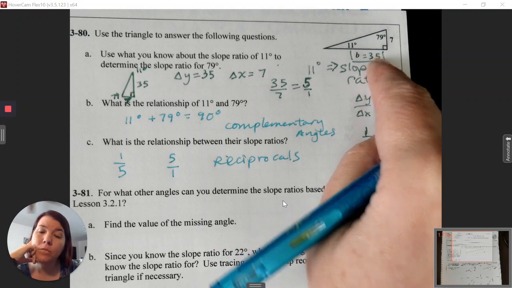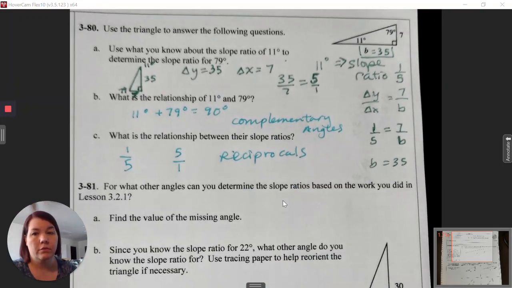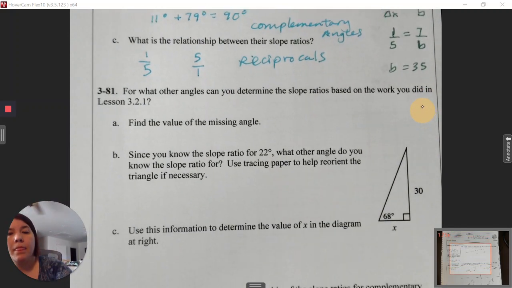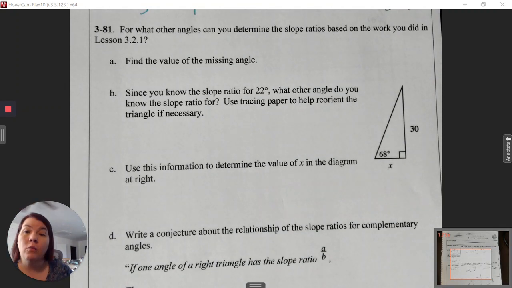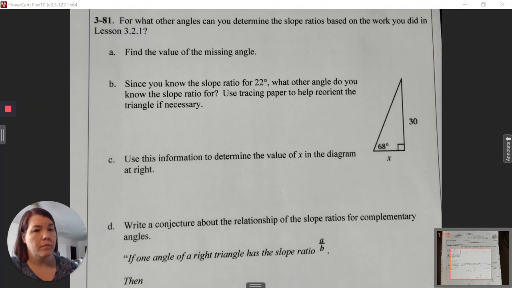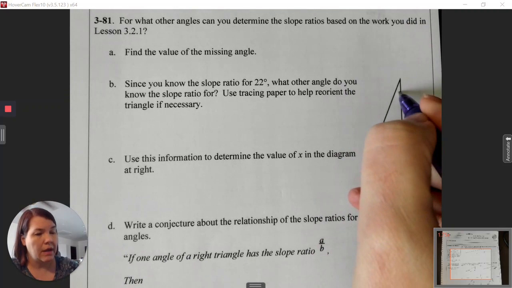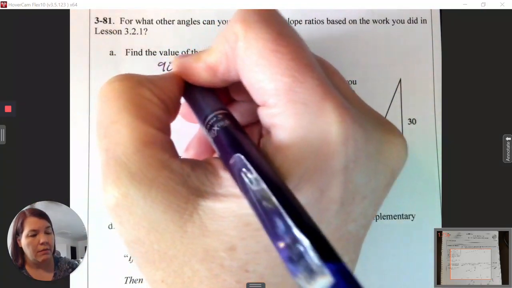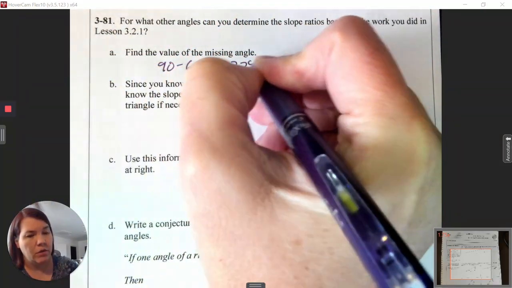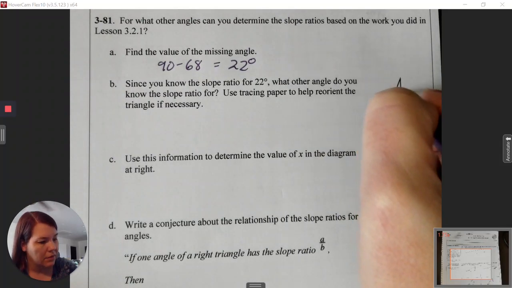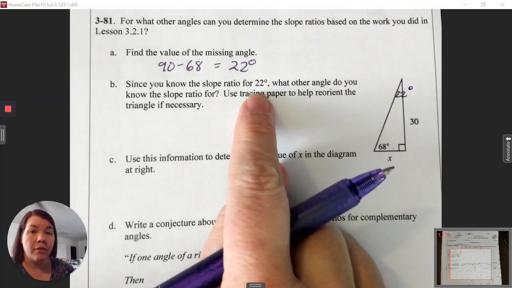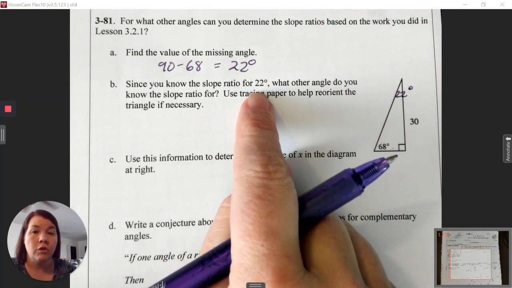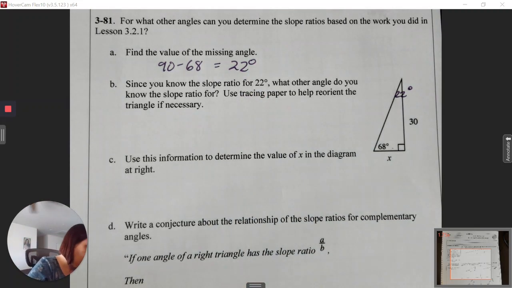Questions? All right, moving on. For what other angles can you determine the slope ratio based on the work we just did? Find the value of the missing angle. So this is 68. This angle has to add up to 90. So 90 minus 68 equals 22 degrees. Oh, hey, I know that one. Since I know the slope ratio for 22 degrees, what other angle do I know the slope ratio for? Use tracing paper if you have some.